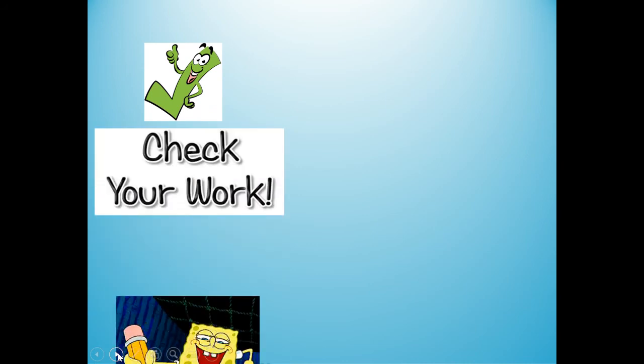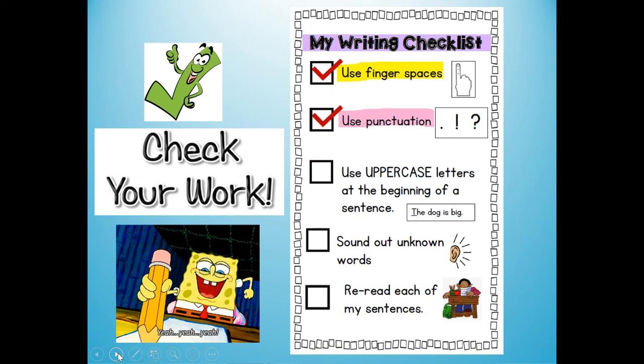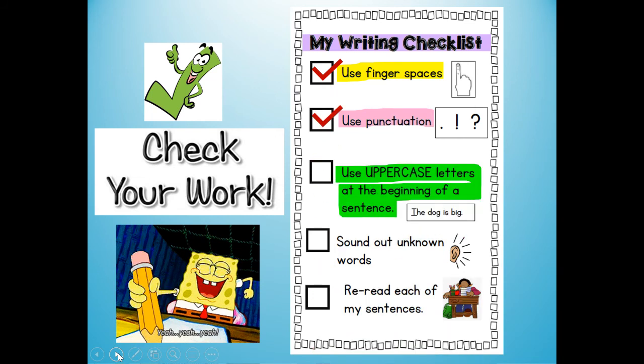All right, now it's time to check your work using your writing checklist. Remember, check each of your 4 sentences. Make sure you have finger spaces between your words. Make sure you use ending punctuation and commas. Make sure you have uppercase letters or capital letters at the beginning of each of your 4 sentences. And also, if you write proper nouns or names of people or places.